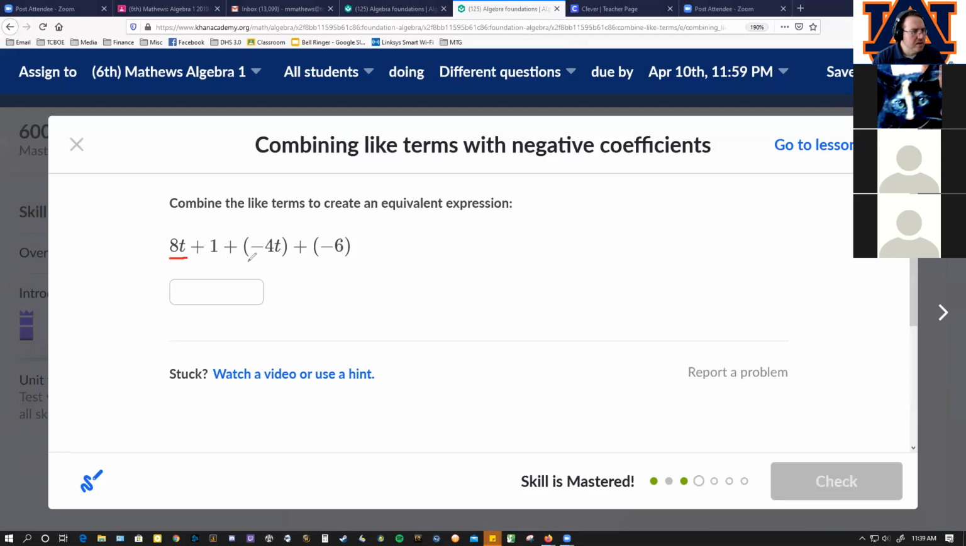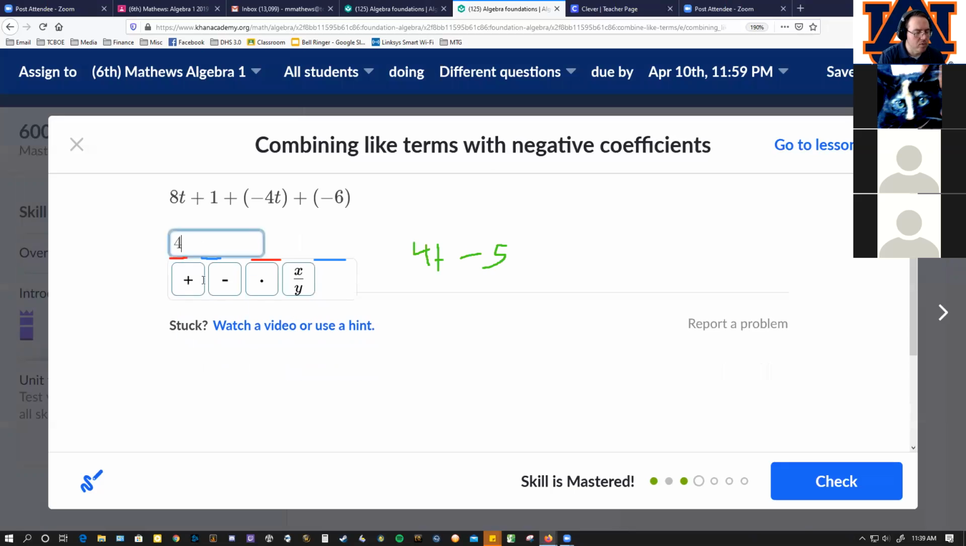So the 8t and the negative 4t can go together. The positive 1 and the negative 6 can mix together. So 8t minus 4t would be 4t, and 1 plus the negative 6 would be negative 5. So that's probably what I would go with: 4t minus 5. Let's see how that works.